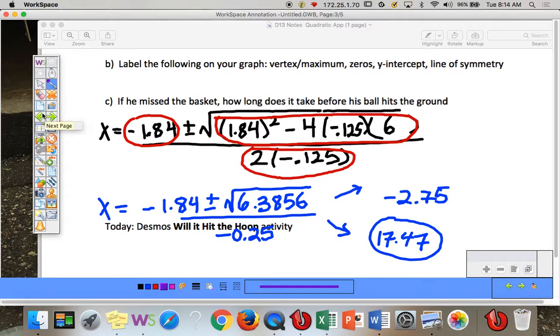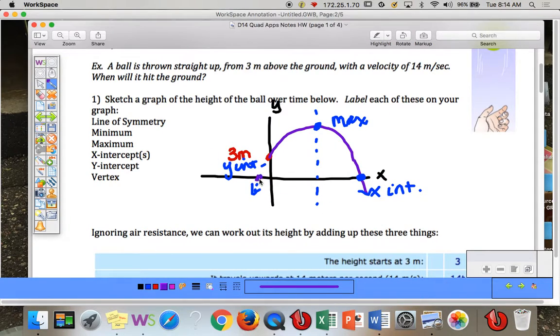Let's do the minus. All right, so the other answer is 3. So what that means is we're going to look at the positive one. When does it hit the ground? Here's the negative one. The positive one, so we say the y value equals 0 right here. The x value, the x-intercept, is 3. So it takes 3 seconds to hit the ground.